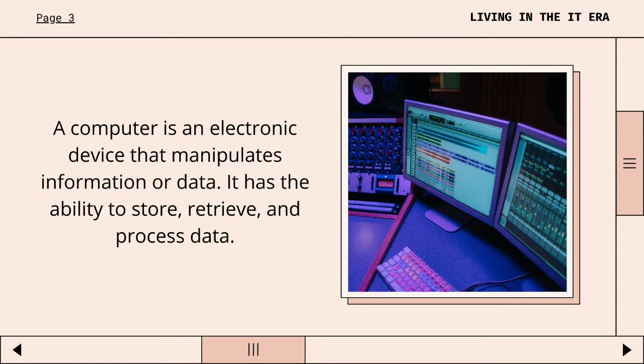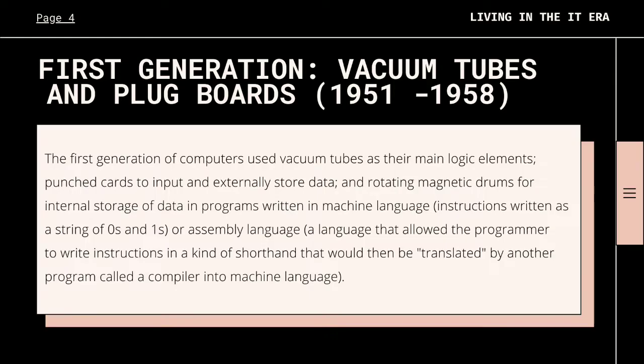But the evolution of this complex system started around the 1940s with the first generation of computers and has evolved ever since. The first generation of computers used vacuum tubes and plugboards, dated way back 1951 to 1958. The first generation of computers used vacuum tubes as their main logic elements, punch cards to input and externally store data, and rotating magnetic drums for internal storage of data in programs written in machine language or in assembly language.